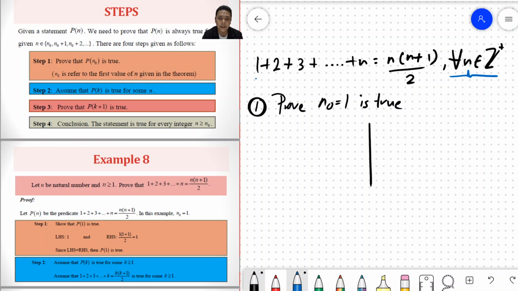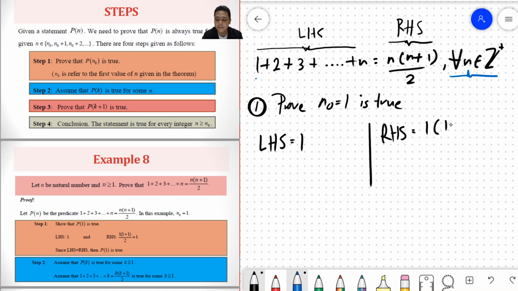In an equality kind of question, there is a left hand side and a right hand side. You must prove that the left hand side is equal to the right hand side. The first case on the left hand side is actually the sum of 1 until 1. So we can get the left hand side directly, which is 1. For the right hand side, you need to put it into the formula. It will become 1 times (1 plus 1) over 2. It sums up to 1 times 2 over 2, which is equivalent to 1.